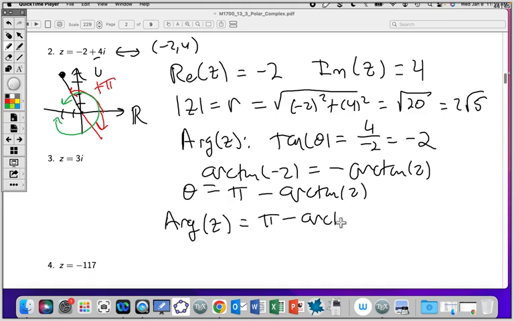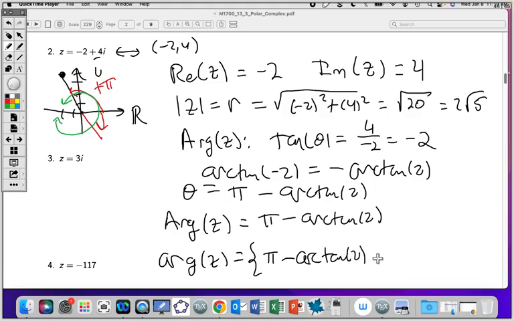Pi minus the arc tangent of 2. And that means that the argument would be this plus or minus multiples of 2 pi. So all the angles coterminal to this: pi minus arctangent of 2 plus 2 pi k, where k is any integer.